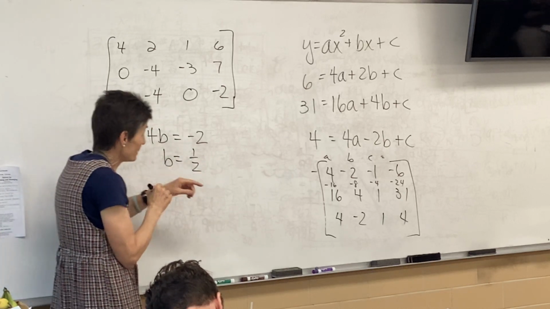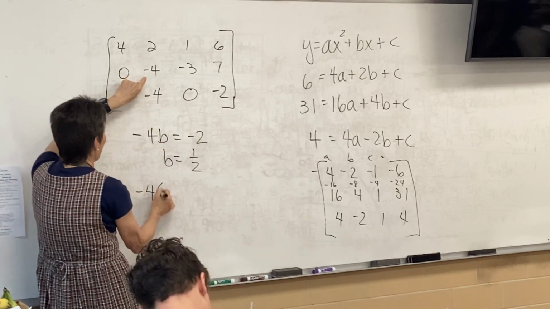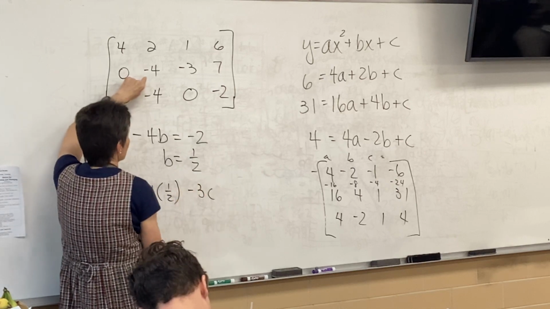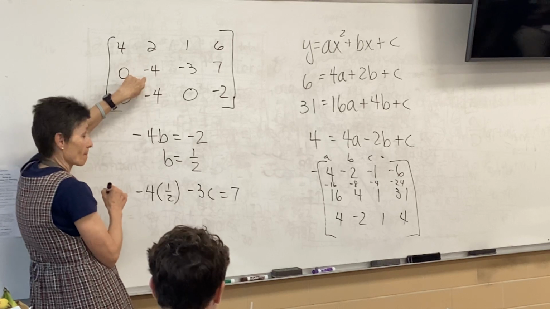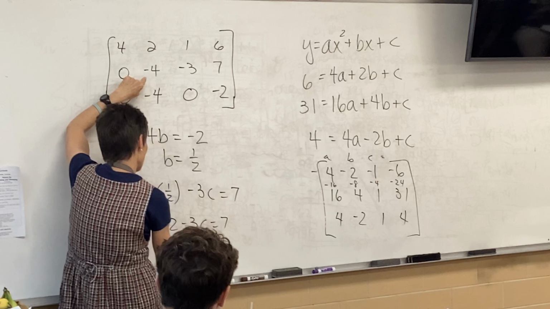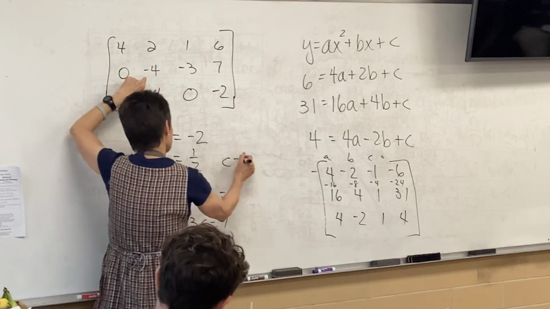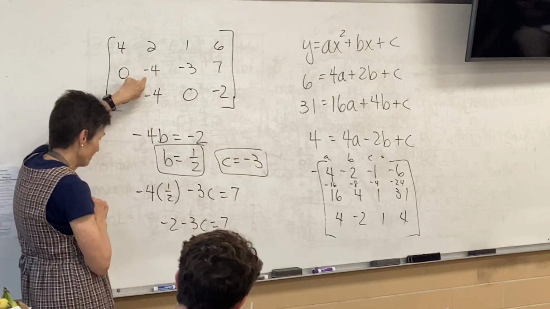And then what does this row say? -4 times 1/2 minus 3c equals 7. Are you following along? So negative 2 minus 3c equals 7. So negative 3c equals 9. c equals negative 3. Don't let me make a mistake. Am I doing okay?